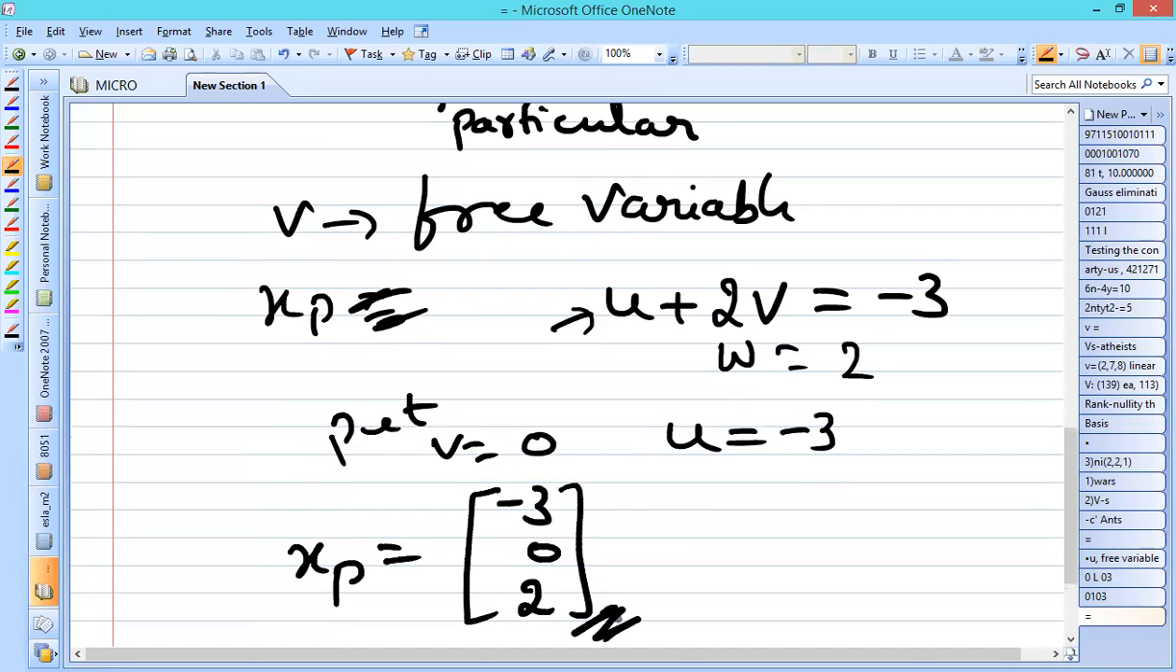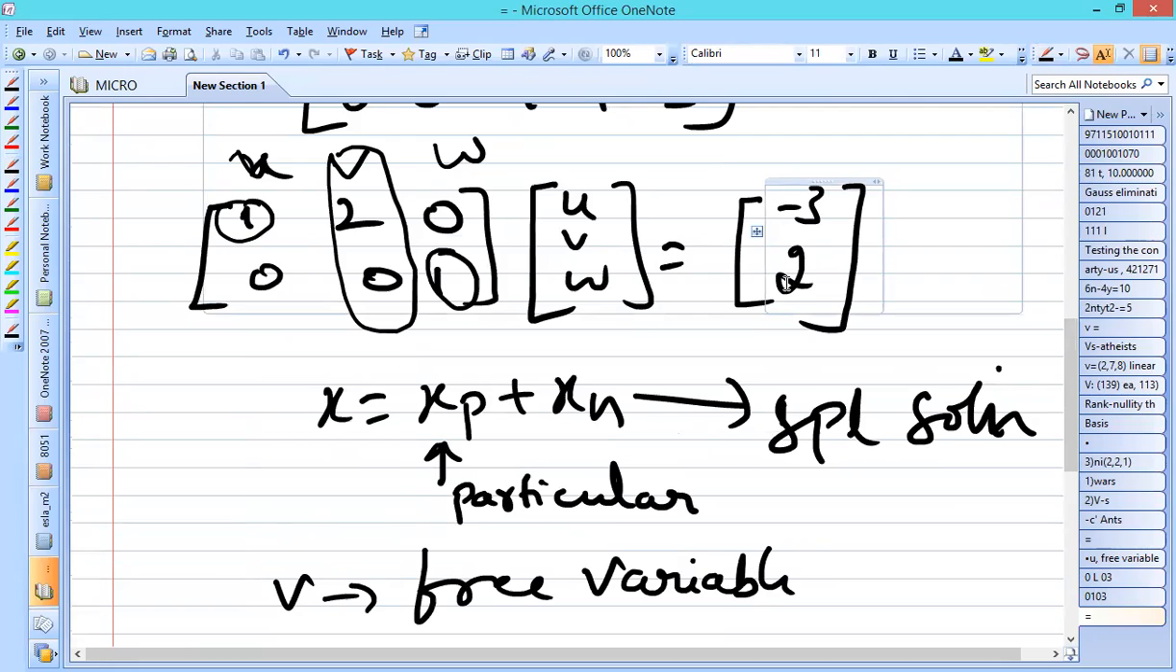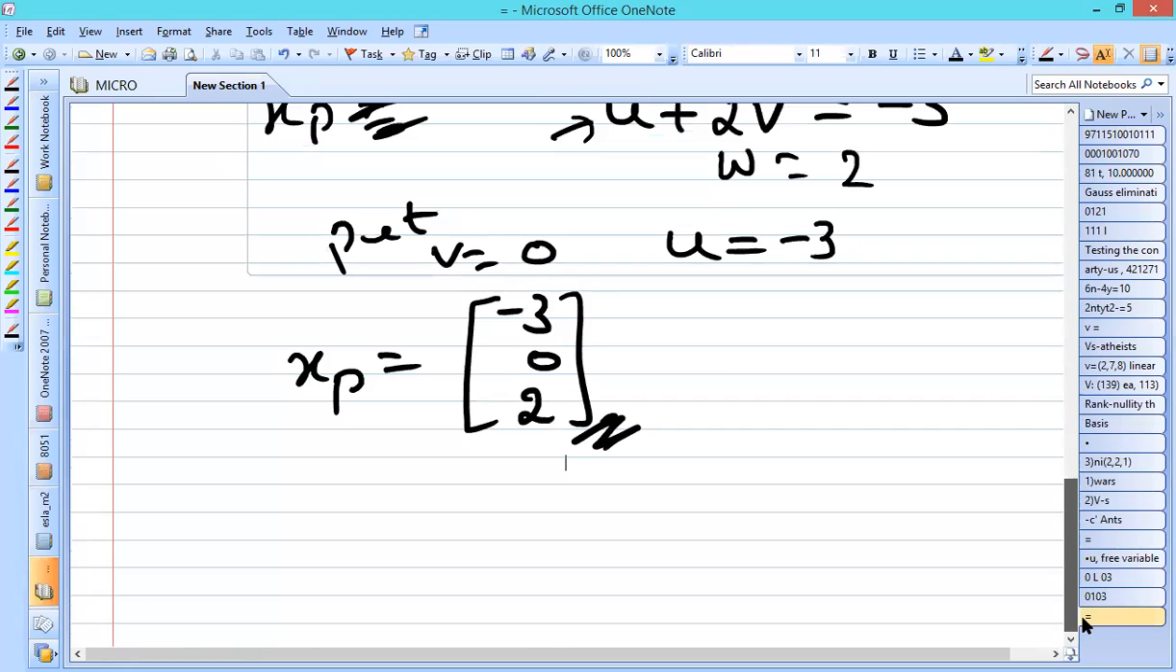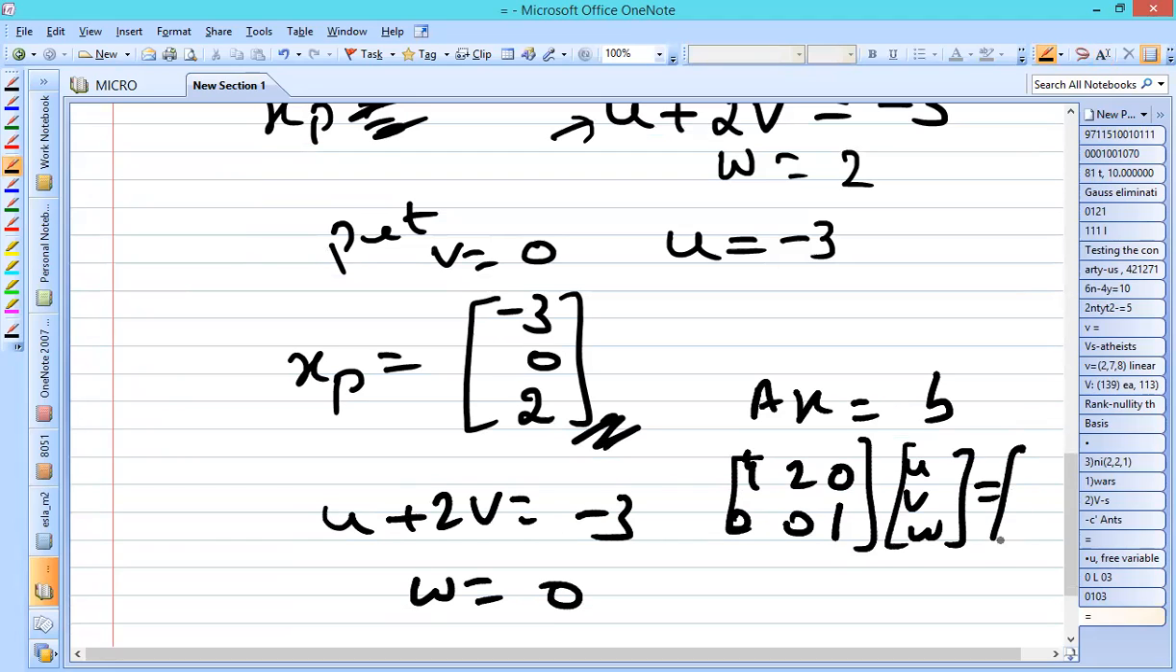This is one solution. And next similarly, we have to get the null special solution by having the elements of B as 0. To find the special solution, whatever B will be having on the right side, that has to be equated to 0. That has to be made 0. So having that, once again we'll be getting U plus 2V is equal to minus 3 and W is equal to 0. So here we have AX is equal to B. Write the equation you have: 1 2 0 and 0 0 1 and UVW, which has to be equated to 0 0.